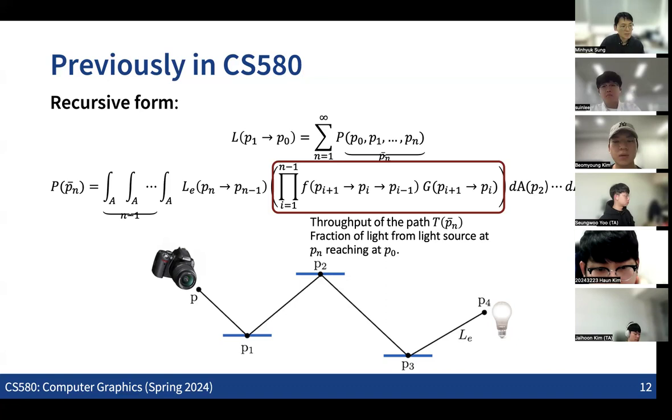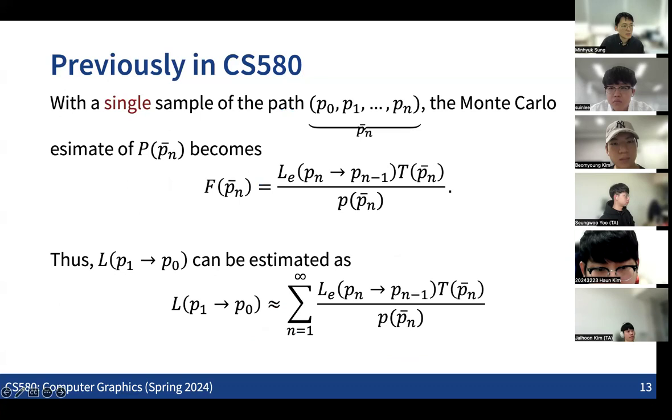So the simplest idea that we can use to calculate these things using the multiplicity estimate might be that for each of the peak terms, we have a single sample of the path. Then the multiplicity estimate for each of the peak terms can be defined in this way: the multiplication of the light emission, the radiance, multiplied by the throughput, and also dividing this by the probability, or how likely we are going to sample that trajectory.